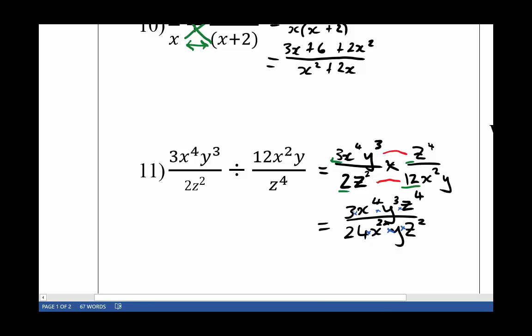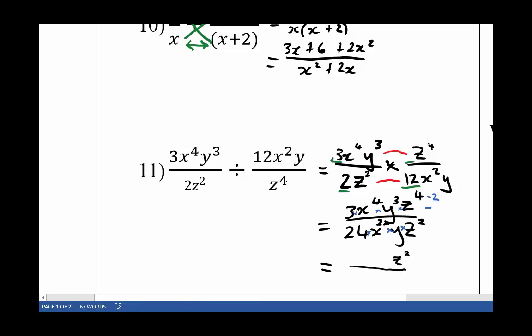Okay, let's do the letters first, because I think they're easier. So when I've got a z4 up the top and a z2 down the bottom, I minus the exponents. So it's essentially 4 minus 2. Okay, so that is going to equal, I'll leave room here for everything else I'm going to need to write, z4 over z2. So 4 minus 2 will be z2. Okay, because 4 minus 2 is 2.